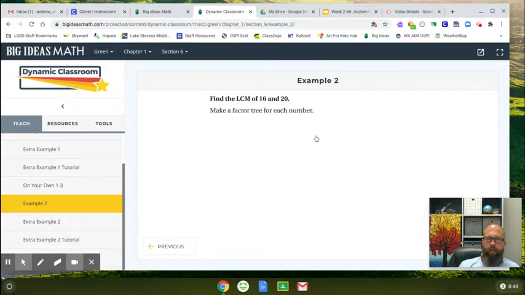So least common multiple of 16 and 20, we're going to make a factor tree. Here's your factor tree for 16. You got 2 times 8, 2 times 4, and 2 times 2. So now we got all our prime numbers right there. Then we make a factor tree for 20. You have 4 times 5, 2 times 2, and now you have all your prime numbers here.